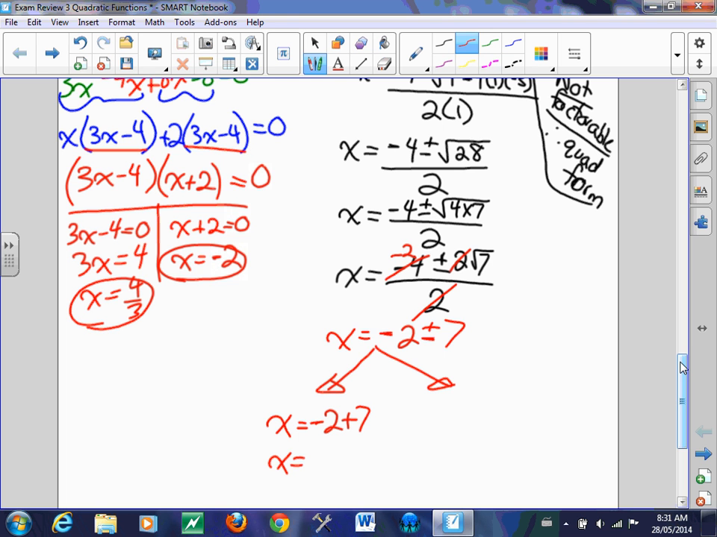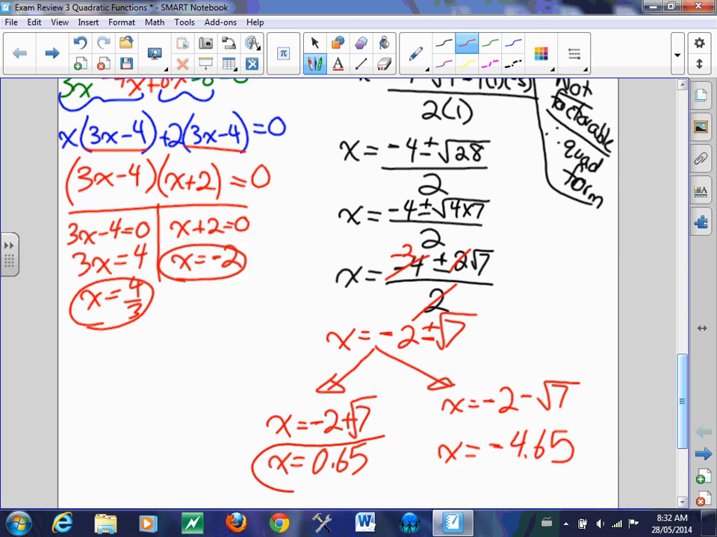So x would equal, if you plug in your calculator, negative 2 plus root 7, 0.65. Or over here, x equals negative 2 minus root 7. So x equals negative 4.65. Okay, again, circle your 2 answers.